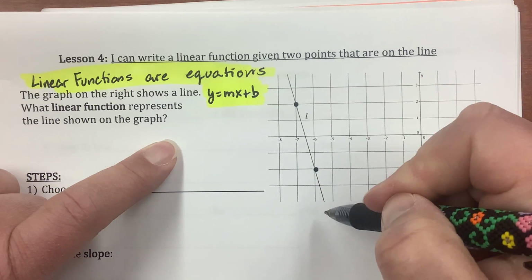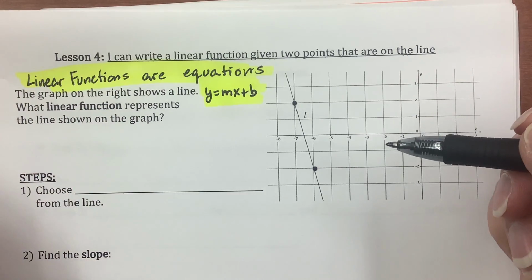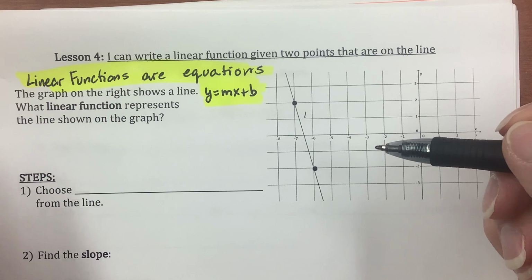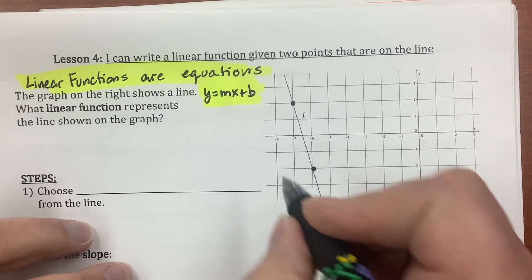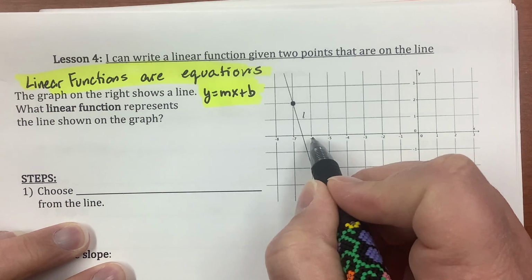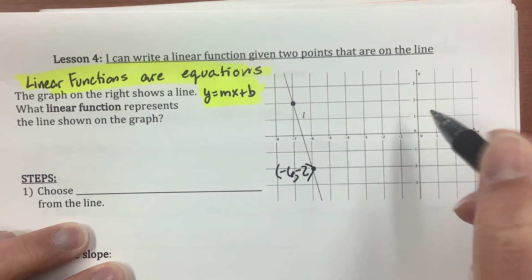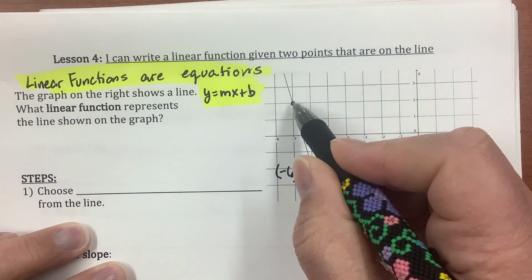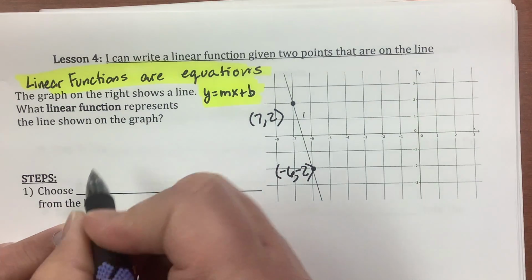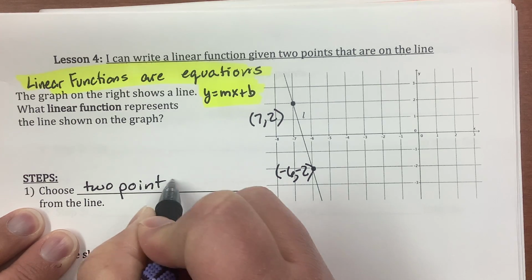Okay, so here's my line, and it says choose two points from the line. What's the only thing on this line? Well, points. So let's write down the points that are on this line. Let's start with this point down here. We will call that (-6, -2), because look, here's 0, 6 to the left, down 2. And this other point is at (7, 2).